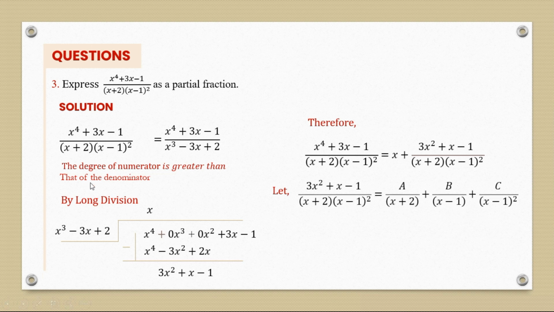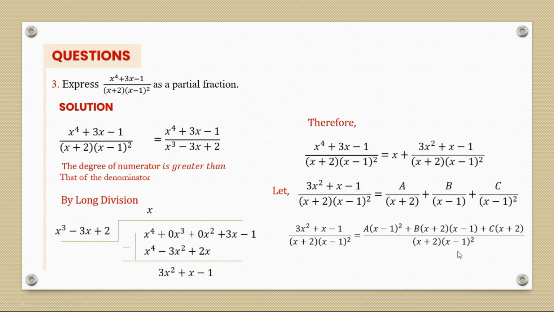We're going to let this value be equal to that. As you can already see, we have a repeated factor right here, x − 1 squared, and we'll deal with the repeated factors. But this one is a linear factor, so it's going to be A over x + 2. Since this is a repeated factor, we'll have B over this to the power 1 and C over this to the power 2. The LCM shall be (x + 2)(x − 1)².